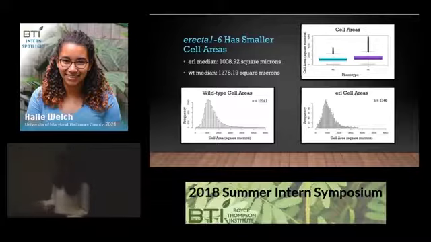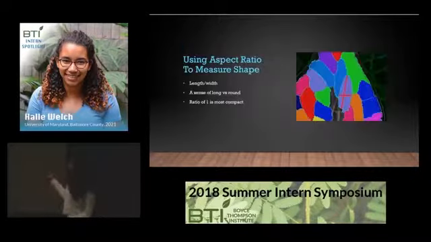Our measure of shape was the aspect ratio, which is just the length divided by width. As you can see here, it's typically going to be the larger one divided by the smaller one, and it gives us a sense of long versus round. So the rounder ones and the ones that are more circular and square shaped will have an aspect ratio of 1, and that'll be the most compact.